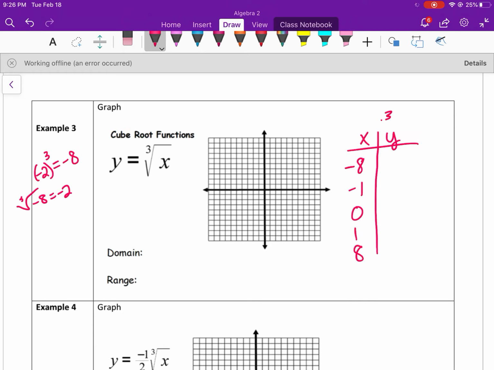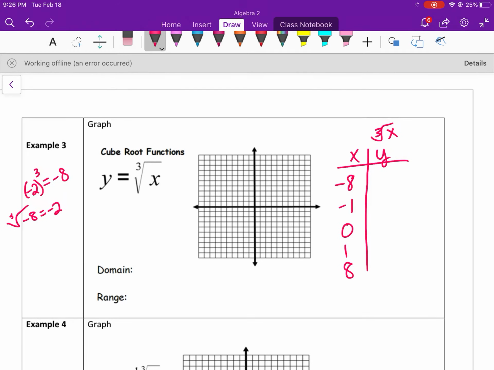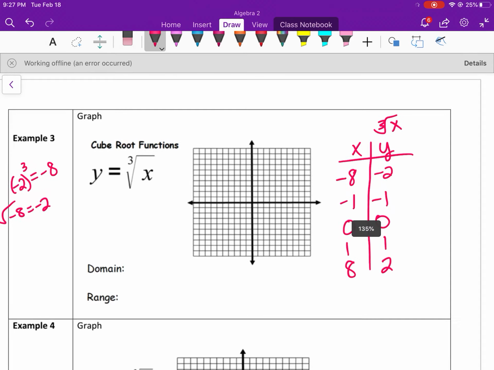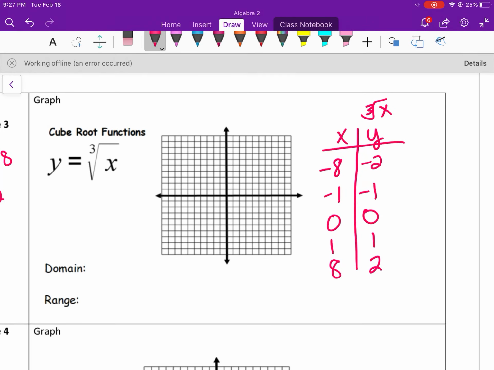And that's so that when I take the cubed root, I get whole number values, integers, instead of decimals or irrational numbers. So cubed root of -8 is -2. Cubed root of -1 is -1. Cubed root of 0 is 0. Cubed root of 1 is 1. Cubed root of 8 is 2. So graphing that: (-8, -2), (-1, -1), (0, 0), (1, 1), and (8, 2). So connecting that from left to right, it will look like that.